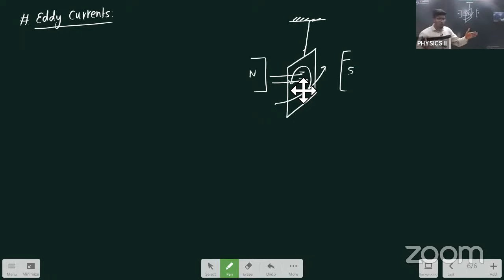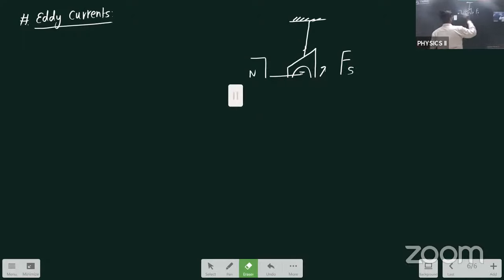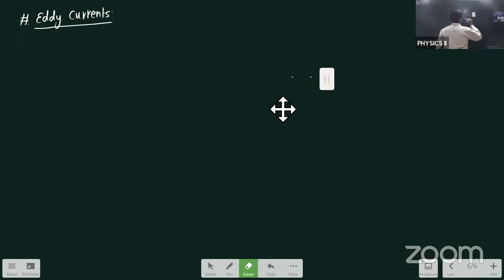Whenever I oscillate a metal plate through the two bar magnets, the magnetic flux is changing. Due to the change in magnetic flux, eddy currents are generated in this metal. I hope everyone understood the definition of eddy current. In your examination, they will ask for the uses of eddy current. You are supposed to write 4 uses. If you write 4 uses, it will be sufficient.